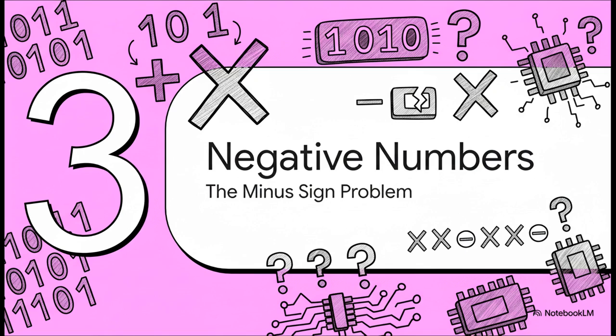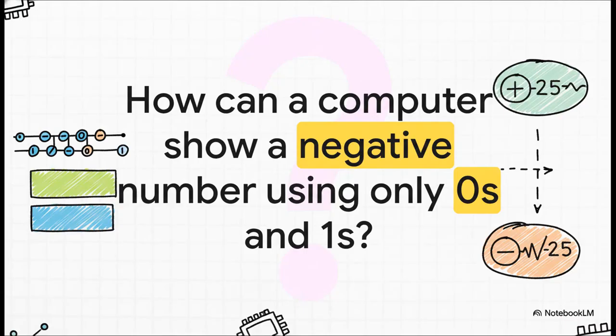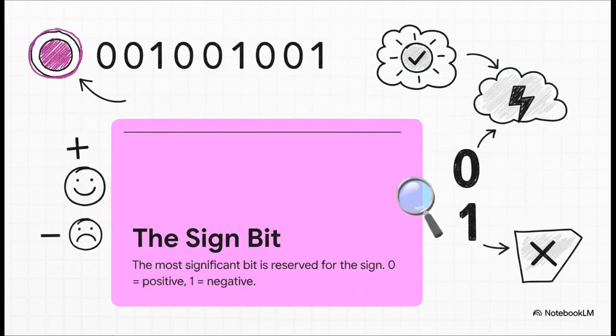We only have zeros and ones. There's no minus symbol. There's no switch for negative. So how on earth do you represent negative numbers? Yeah, this is the real challenge. The computer's entire alphabet is just 0 and 1. It has to find some clever way, using only those 2 symbols, to show the difference between positive 25 and negative 25. And the solution they came up with is just brilliant.